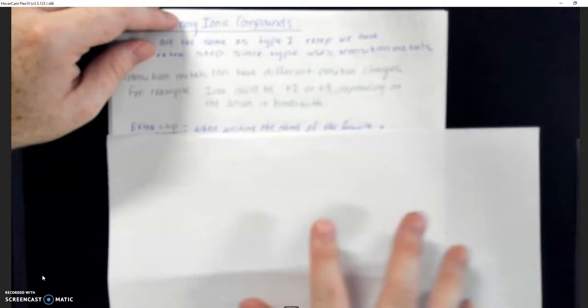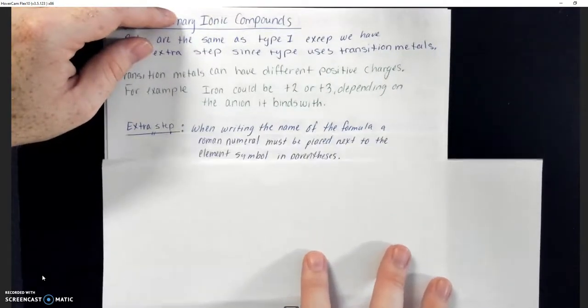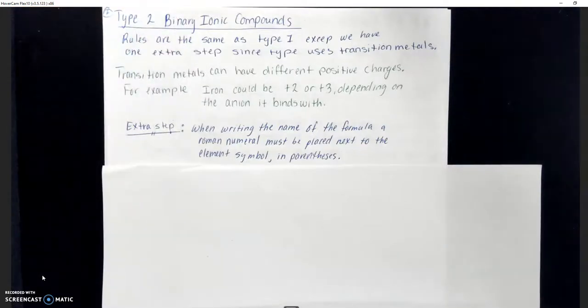Let's go to the second type of binary compound, and that is the type 2 binary compound. These are a little bit more difficult to understand. I might have to go into a second video for this one. Okay, so I'm running out of time.